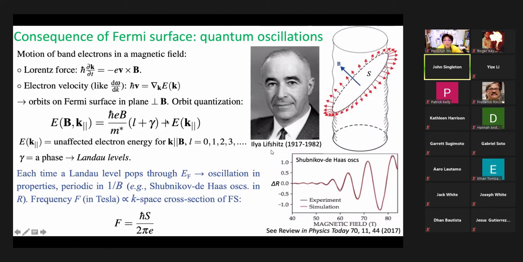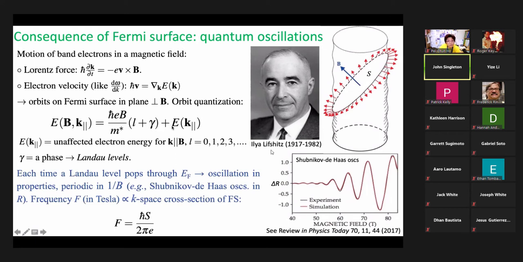In fact, of course, quantum mechanics rears its head, and these orbits are actually quantized. So the energy as a function of magnetic field is given by this expression, proportional to magnetic field, the effective mass on the bottom. There's a quantum number here, a phase. This has become very interesting over the last 10 years because of Berry phases. And then because the force is always in a direction perpendicular to the magnetic field, the motion along the magnetic field direction is not affected. Anyway, these levels are called Landau levels.